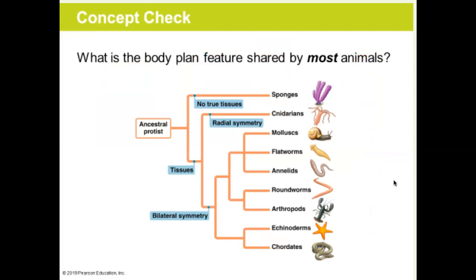Let's take a look at our question here. What is the body plan feature shared by most animals? Okay, so what body plan is shared by most animals? And hopefully you said bilateral symmetry. That's the body plan shared by most of our animals. The ones that don't fit are going to be sponges and cnidarians.